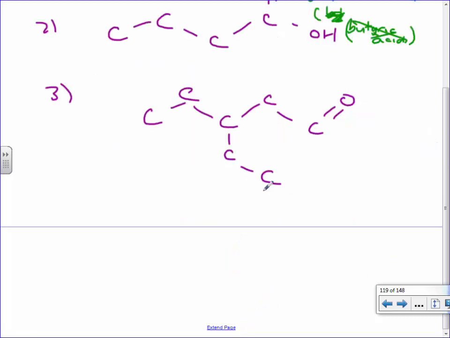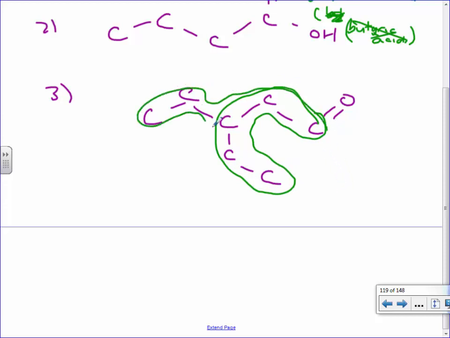Okay, last one. This one right here, you'd have to find out how many in a row you have. So, for example, this could be your 5 in a row. Or it really is no different if you do those as your 5 in a row. But either way, you've got 5. So it's a pent. And then since this is on the end of a chain, that's known as an aldehyde. So it's pent and al.